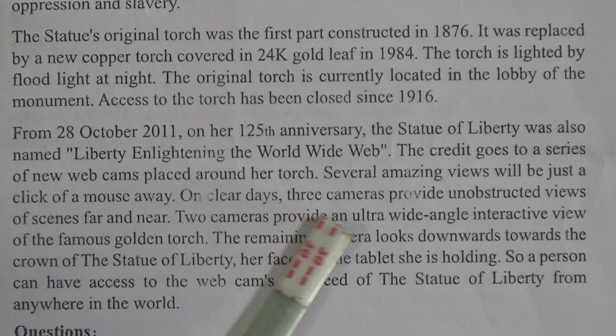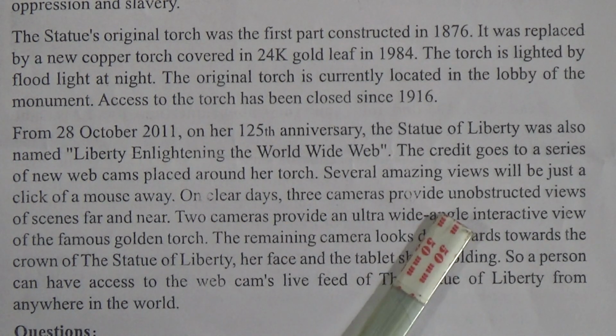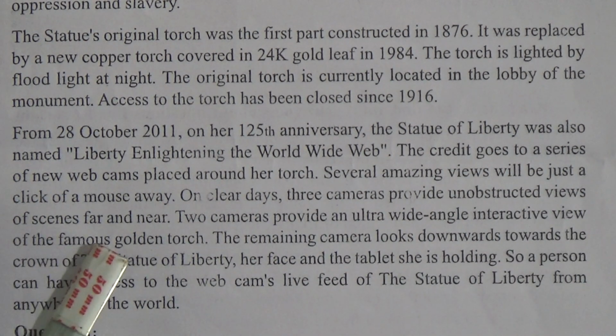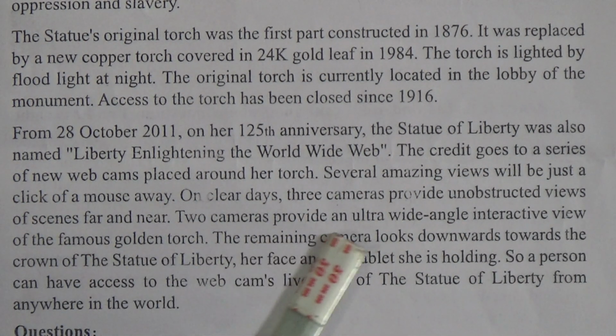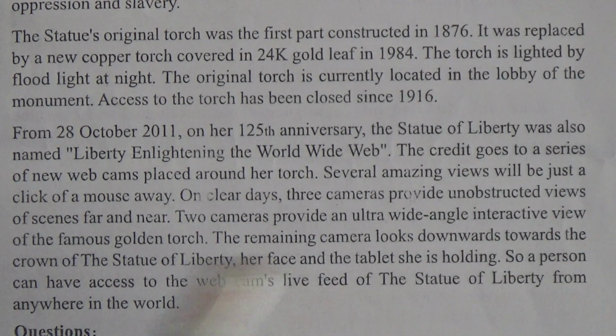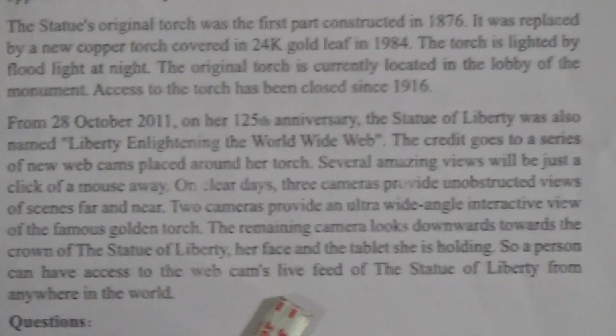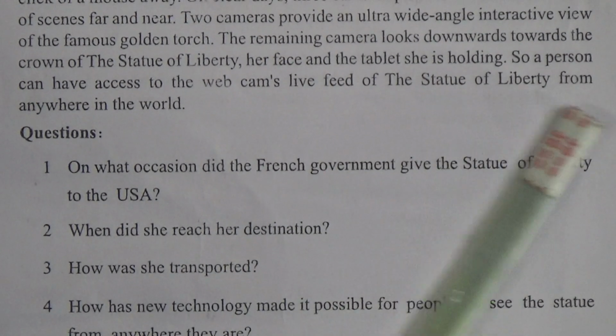On clear days, 3 cameras provide unobstructed views of scenes far and near. 2 cameras provide an ultra-wide angle interactive view of the famous Golden Torch. The remaining camera looks downwards towards the crown of the Statue of Liberty, her face and the tablet she is holding, so a person can have access to the webcam's live feed of the Statue of Liberty from anywhere in the world.